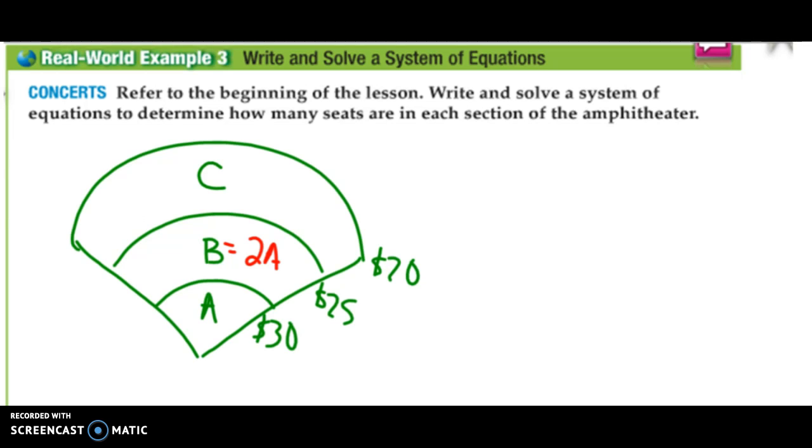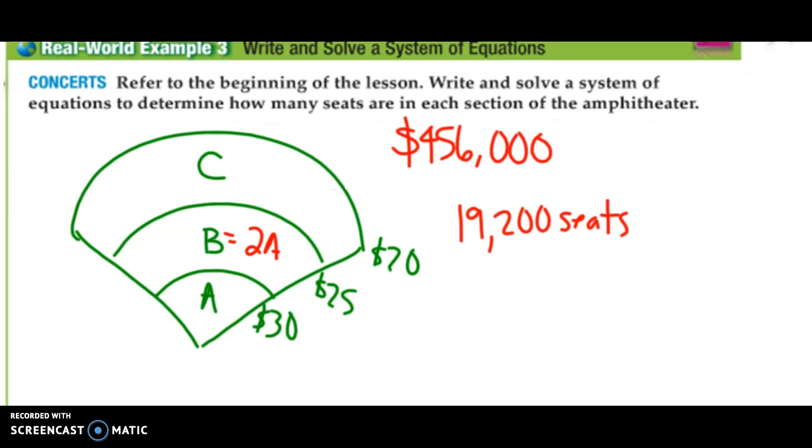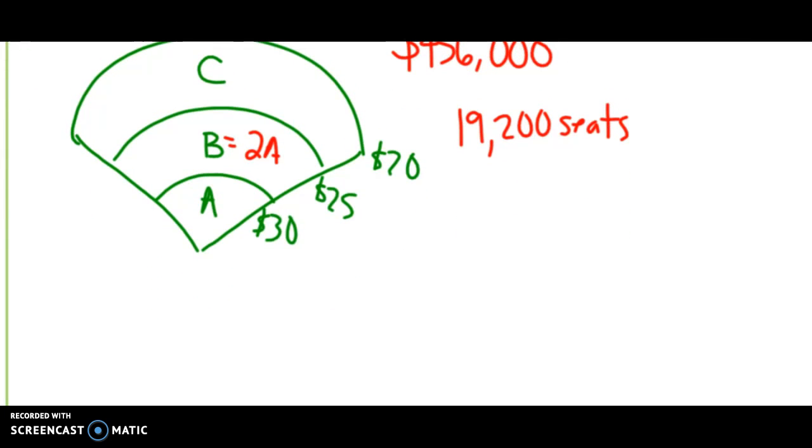And when all 19,200 seats are sold, the amphitheater makes $456,000. Okay, so important information. They'll make $456,000. And there are a total of 19,200 seats. So what we can do now is take this information that we have right here, and we can actually write a system of equations in three variables. Okay? So let's do that now. All right? So I'm going to say A, B, and C.